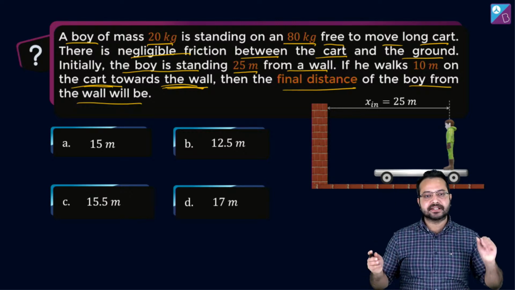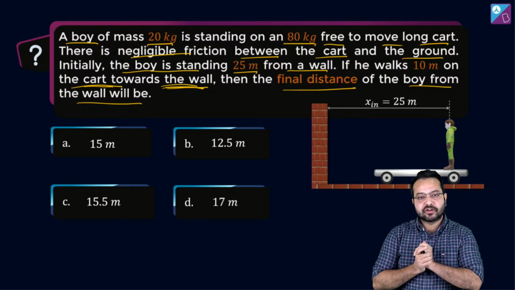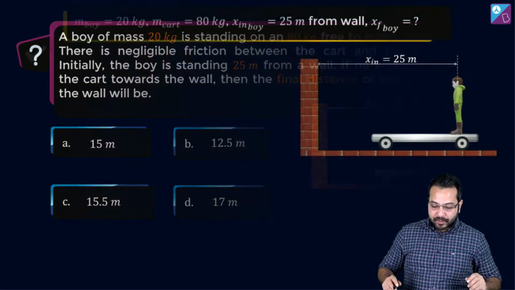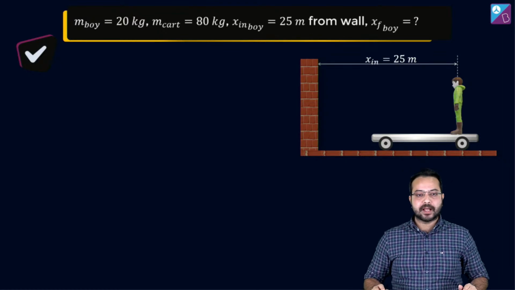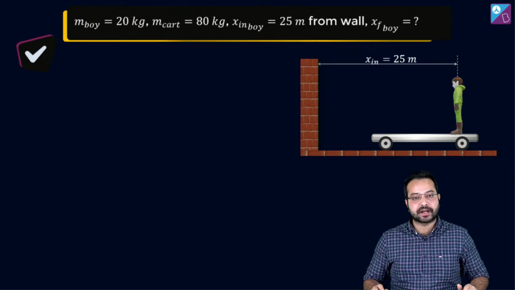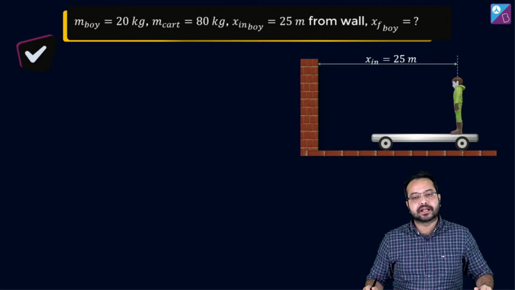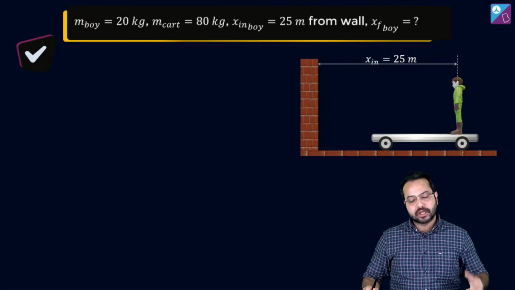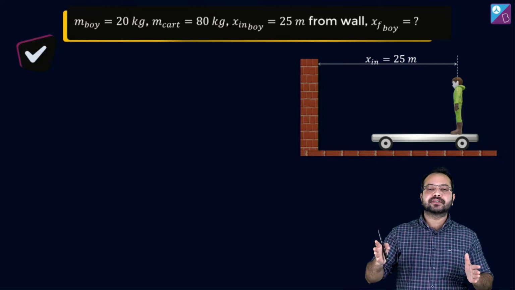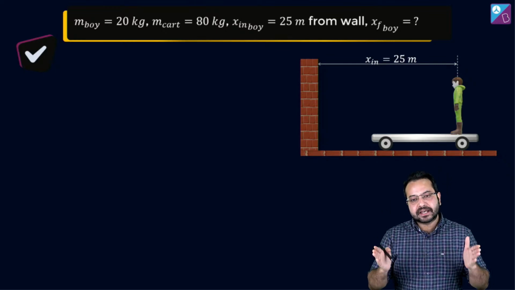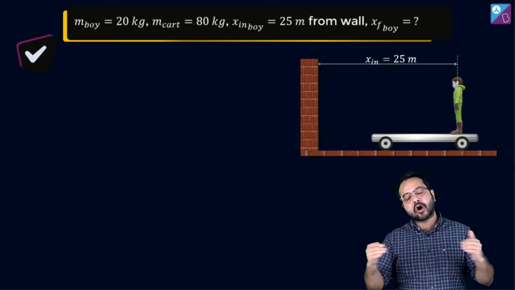Alright, so Sohani says, will we use conservation of momentum? Absolutely, we will use conservation of momentum only. You're absolutely right. Okay, now as we discussed, in the horizontal direction, are there any external forces? So what is the system? My system consists of the boy and the cart. Okay. Now, is there any external force in the horizontal direction?